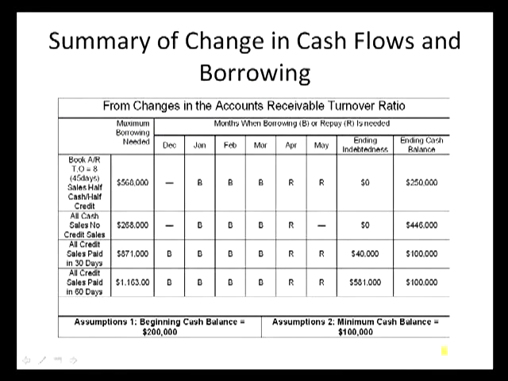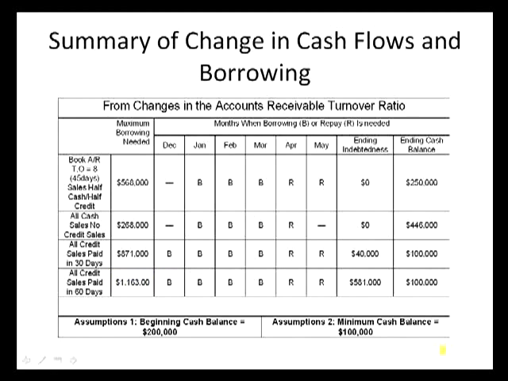Let's try to summarize what we've seen here so far. What you see in front of you now is a summary of the changes in cash flows and the borrowing that we started with. When we look closely at the effects of changing only the accounts receivable turnover ratio on the financial position of the firm, and we start looking at the table, we see the longer our customers take to pay us, the more money we have to borrow. We only borrowed $268,000 when everybody paid cash. This increases to $1,163,000 when we've extended everyone's payment period out to 60 days.